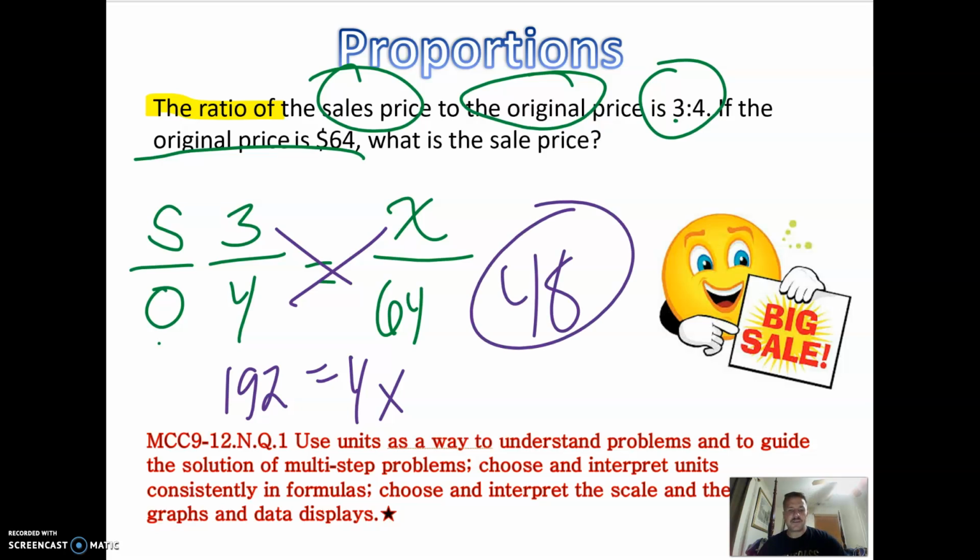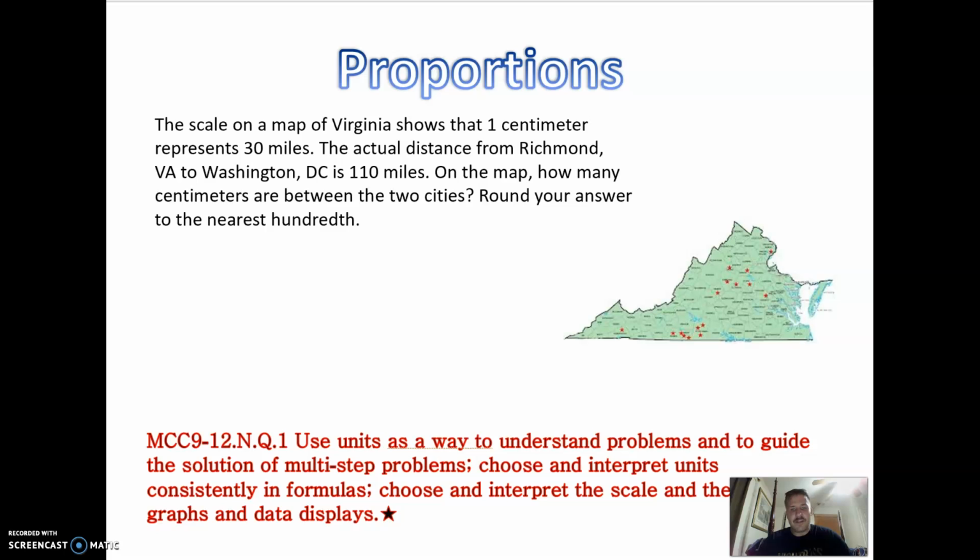Okay. If you set up your proportion wrong and you get a number that's larger than your original price, you know you did it wrong. Because think about it. We want the sales price. The sales price should be cheaper than the original price. Okay. So let's look at this situation.